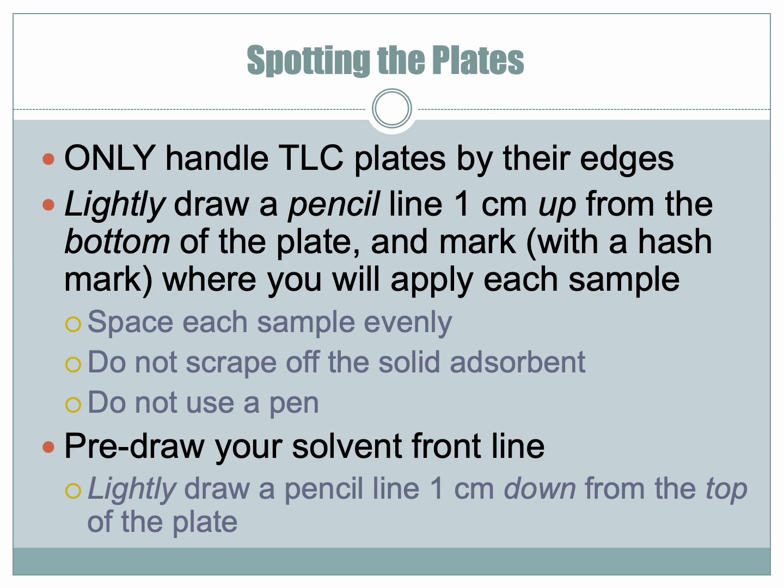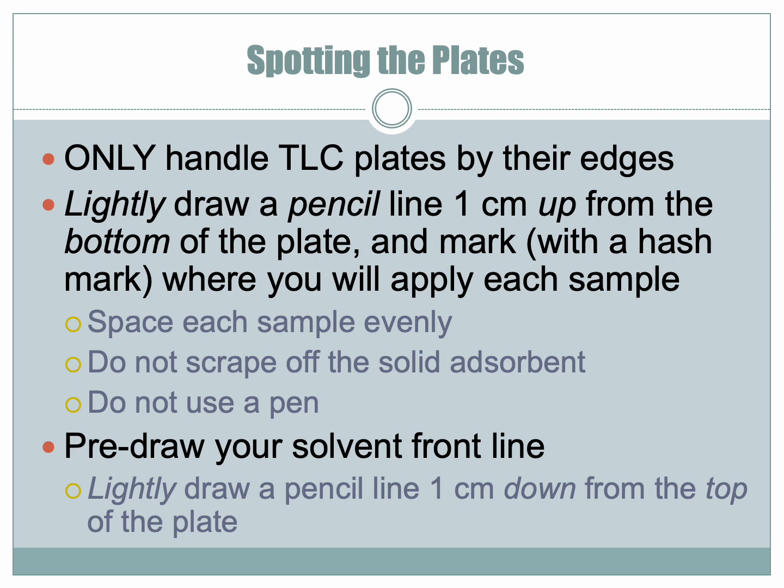Lightly draw a pencil line 1 centimeter up from the bottom of the plate and mark where you will apply each sample. So the idea is we need to spot the different compounds on the plate, but we want to have a guide to show us where to spot them. So we draw a pencil line 1 centimeter up from the bottom, and then we know we can put our compounds on that line. They all need to have the same starting place so that we can compare how far they traveled. If we start them at different places, then we can't directly compare them. So they all start on the starting line.